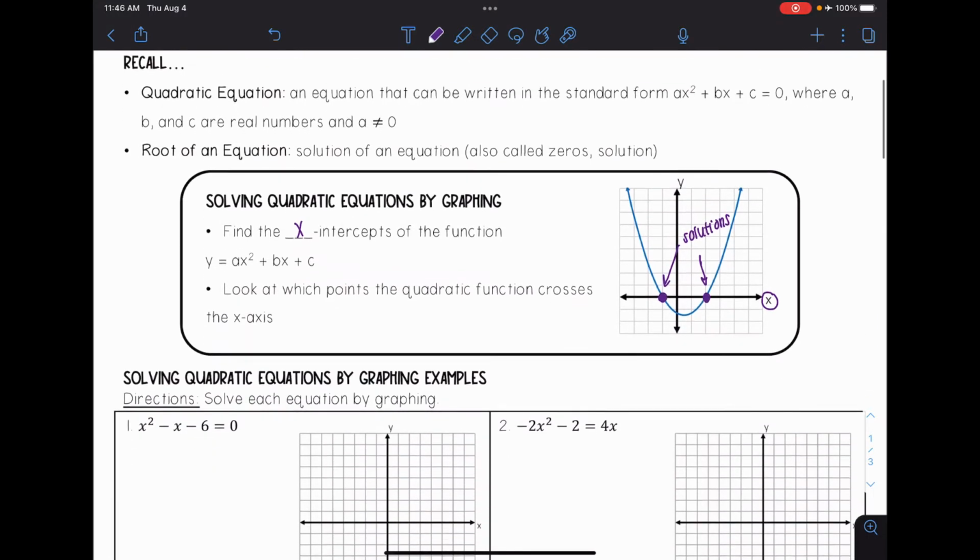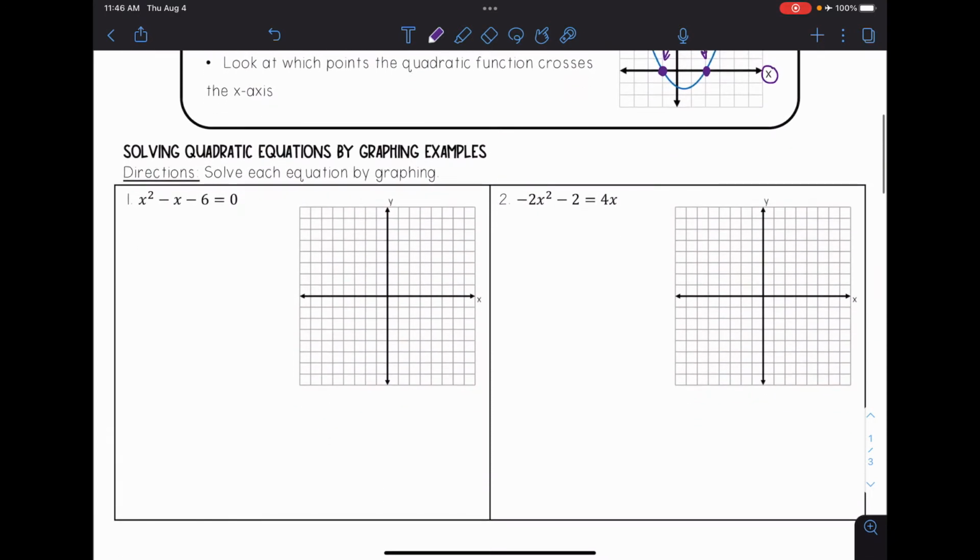So let's do a couple of examples. I want to solve each equation by graphing. So this first one, I have x squared minus x minus 6 is equal to 0. So I want to graph this. If you recall from our previous unit, to graph this, I need to first find the vertex, and then I'm going to use that 1, 3, 5 rule to plot several other points.